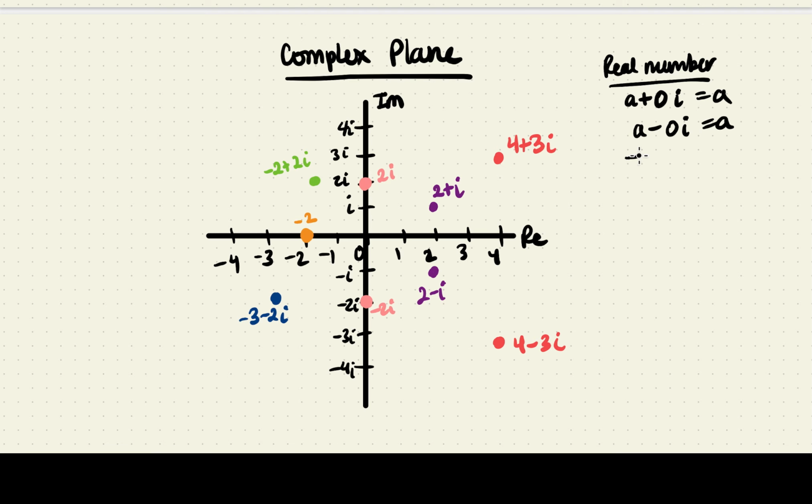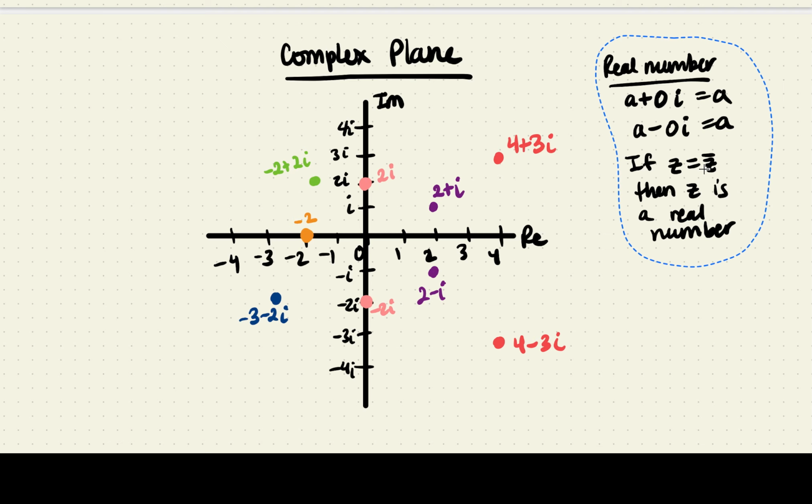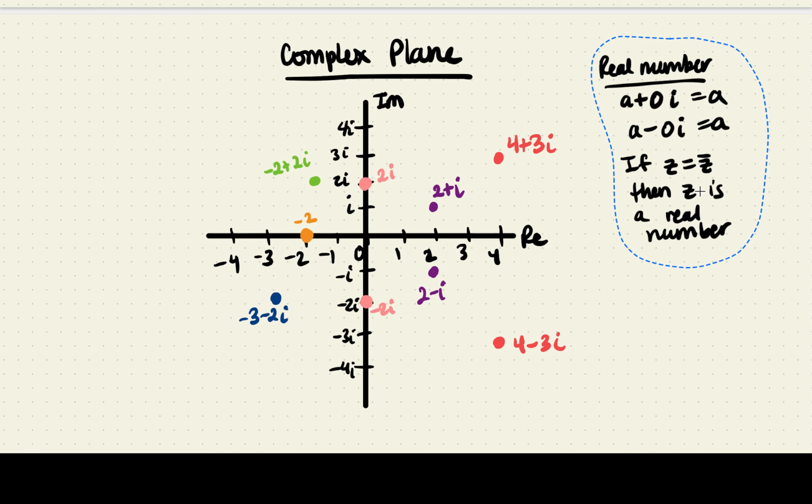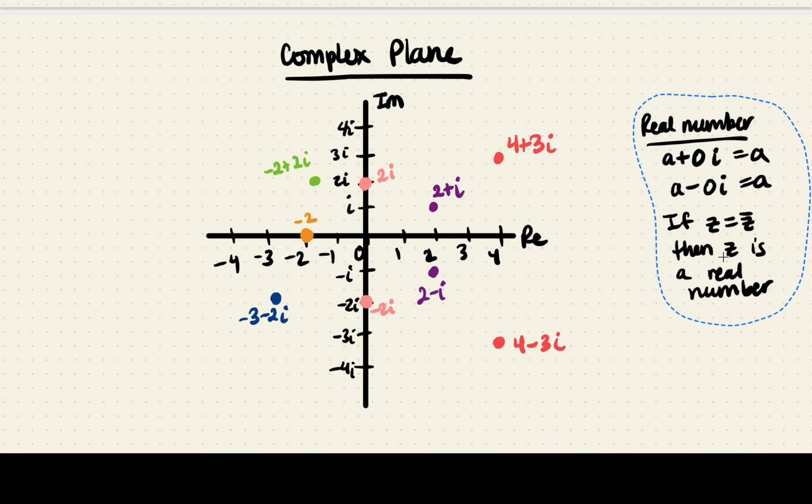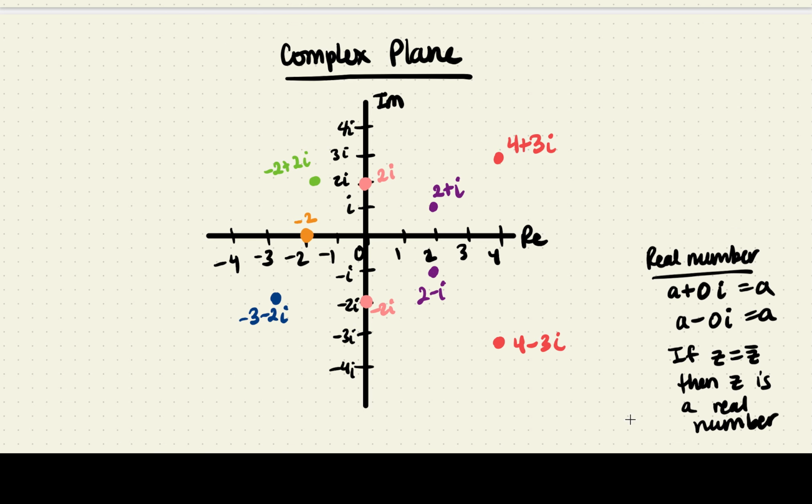Another way to think about it is that if you have a number z that equals its conjugate, then that number has to be a real number. So these are just sort of side notes that you might keep in mind. The conjugate does not change the real number. So I'm just going to put that, maybe I'll put this in the bottom corner here.